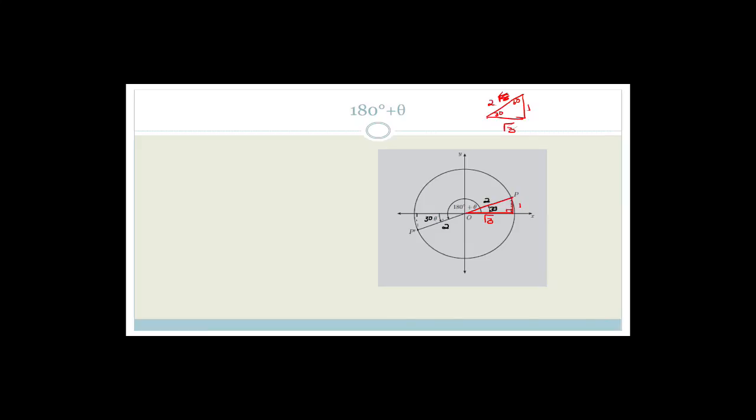If this is theta, then do you agree that the whole way around is going to be 180 plus theta? Okay, so when we find the coordinates of this point here, we're actually looking for it for 180 plus theta. So in that case, this here is -√3 and this is -1. So this point is going to be -√3/-1.